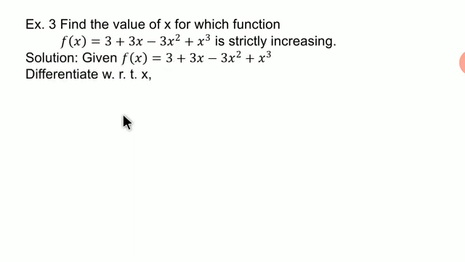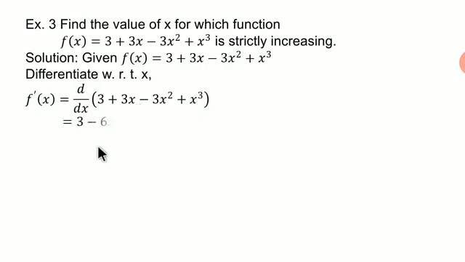Now see example number 3. Find the value of x for which the function f of x is equal to 3 plus 3x minus 3x square plus x cube is strictly increasing. Okay. Now given f of x is equal to 3 plus 3x minus 3x square plus x cube. To find the derivative, differentiate this with respect to x. So we get f dash of x is d by dx of 3 plus 3x minus 3x square plus x cube. It is equal to 3 minus 6x plus 3x square.